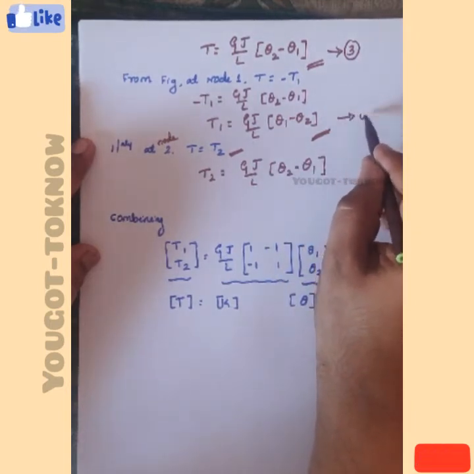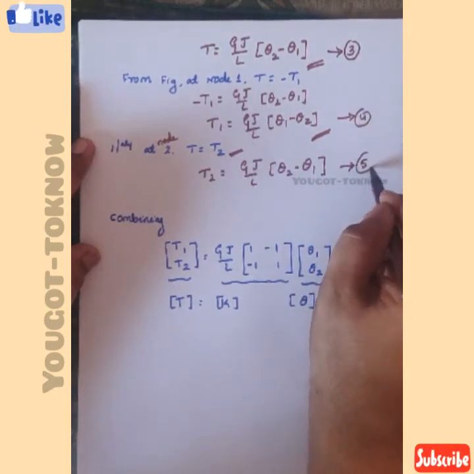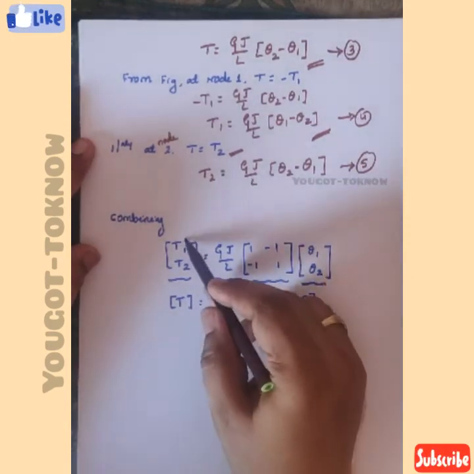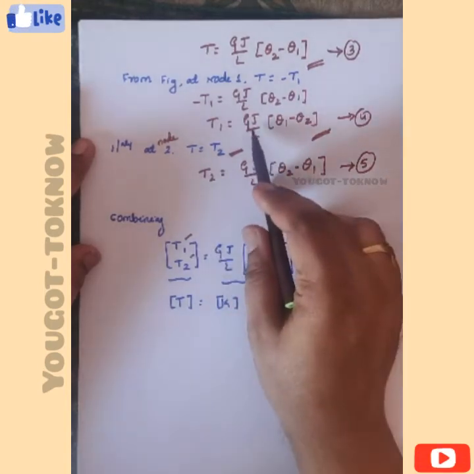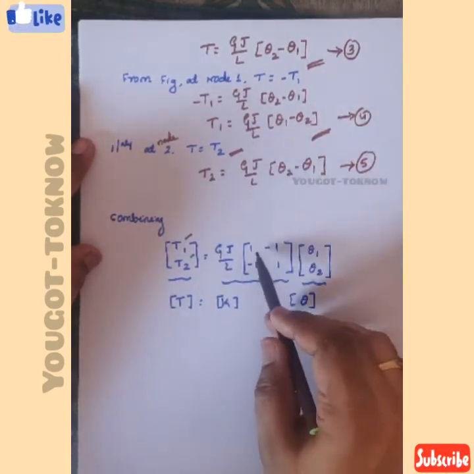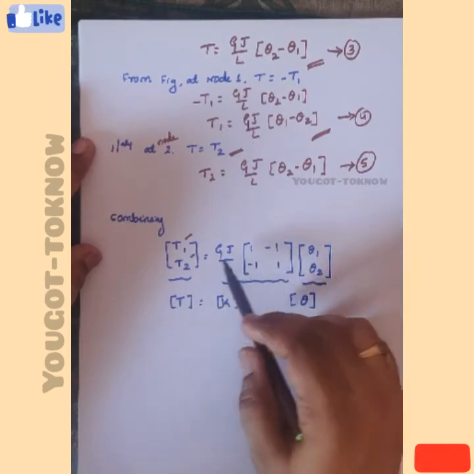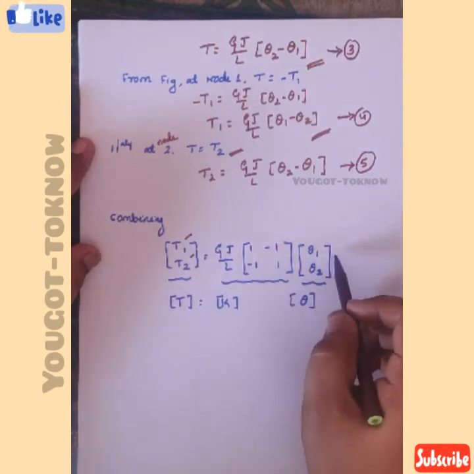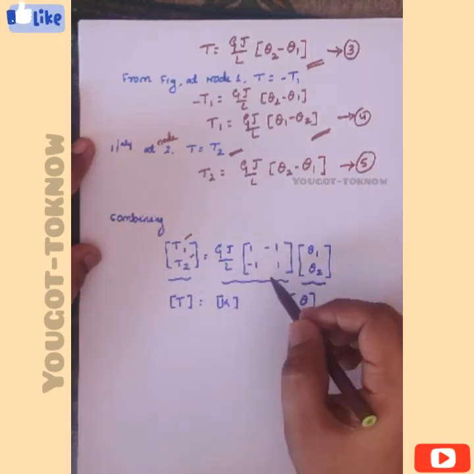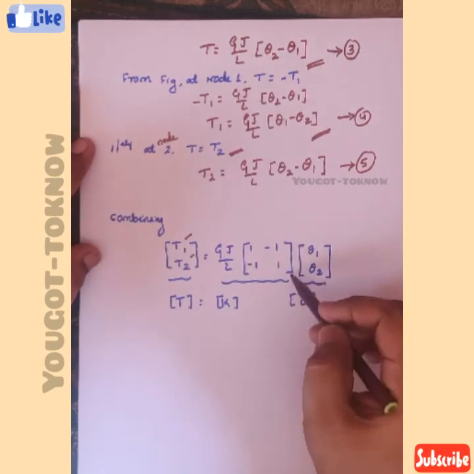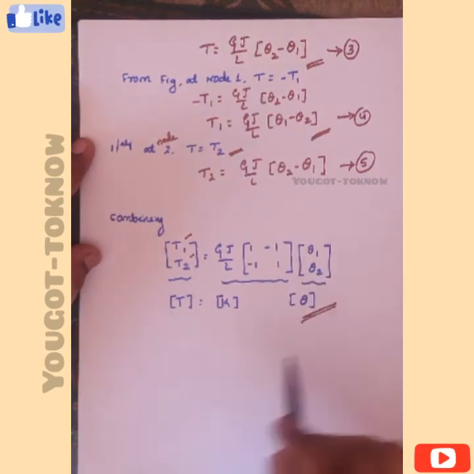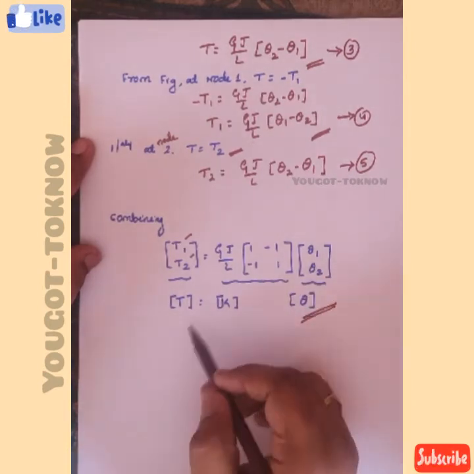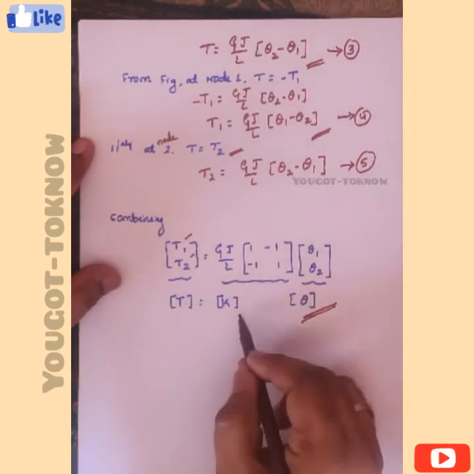Now, take this as equation number 4 and this as equation number 5. If you combine equation number 4 and 5, T1 and T2: the T1 equation is GJ by L theta 1, with coefficients positive 1 and minus 1. So T1 equals GJ by L into 1 minus 1 into theta 1 theta 2. T2 equals GJ by L into theta 1 is minus, theta 2 is plus. Combined, this is T1 T2 equals GJ by L into the matrix 1 minus 1, minus 1 1, into theta 1 theta 2. This looks like T equals K into theta.